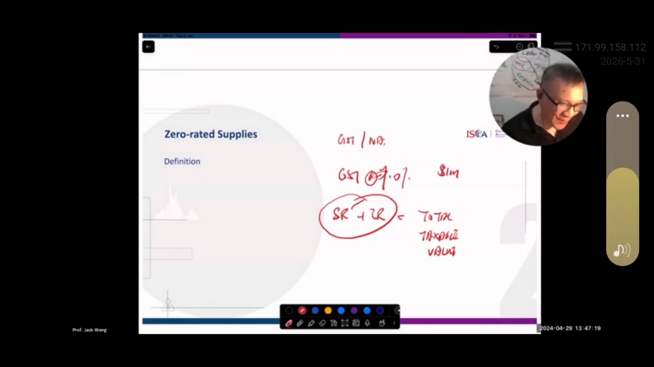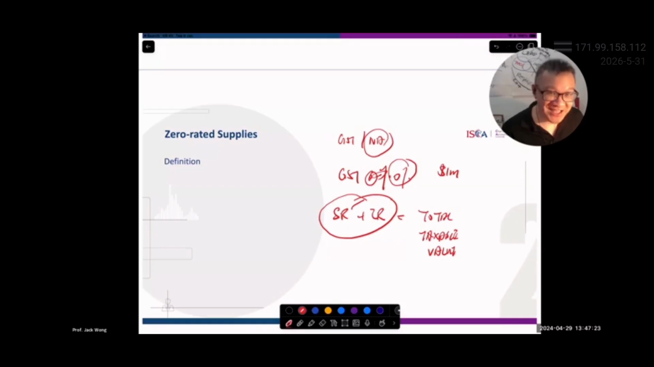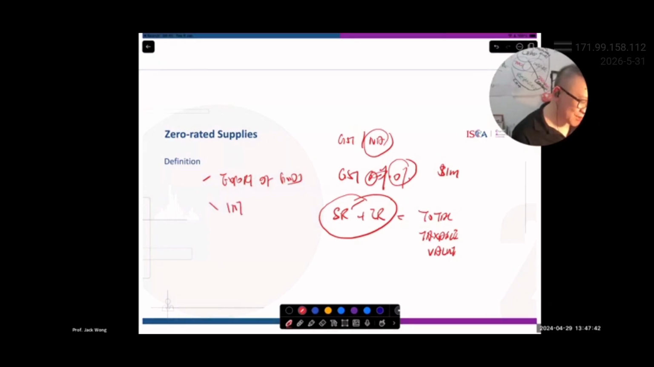So knowing this difference alone can save you trouble in GST and potentially income tax. How many of you realize it's such a big deal? Okay, so in Singapore, what supplies are regarded as zero rated supply? There are only two types. One is called export of goods, and the other one is international services.